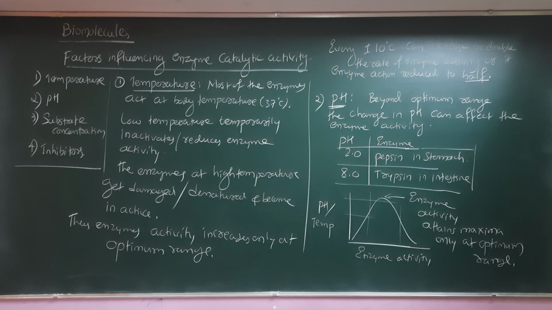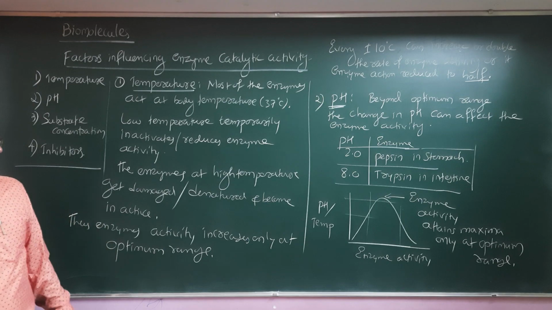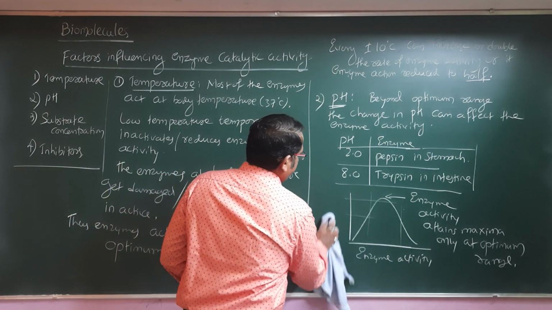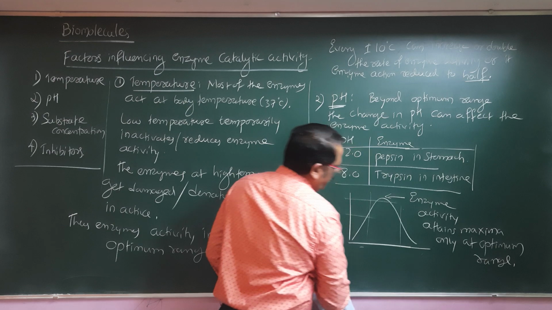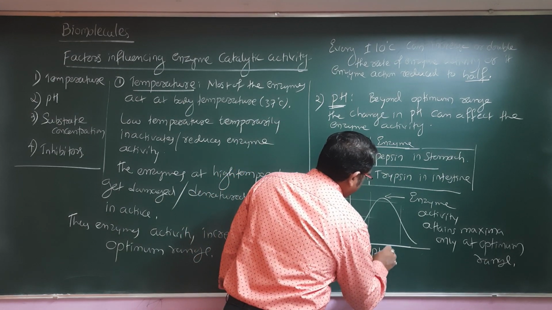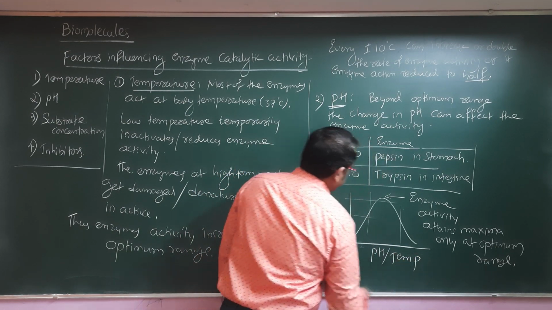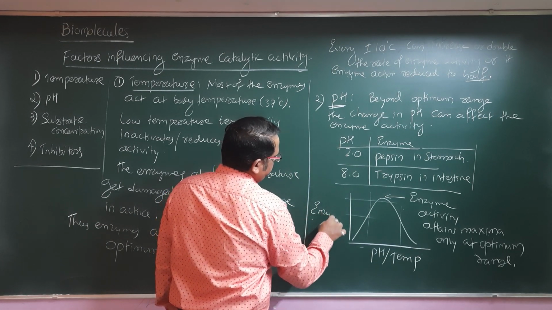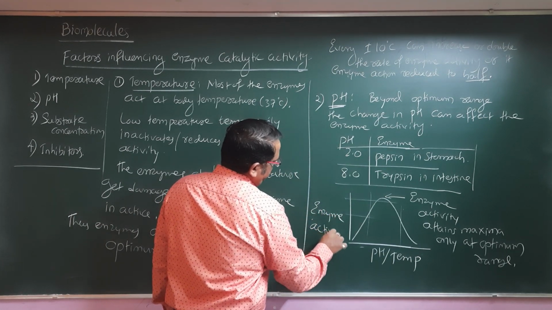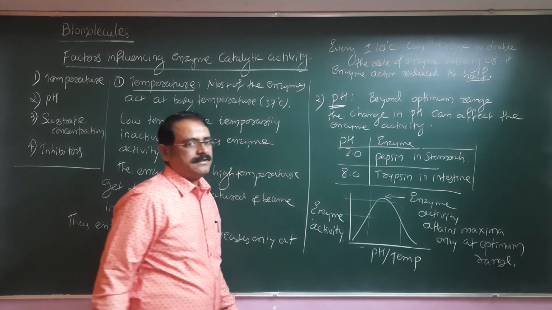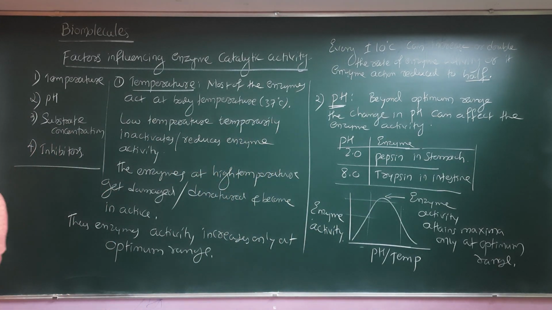So here, in fact, the y-axis should be the enzyme activity, and the x-axis should be pH or temperature. Well, this is what we talk about, mainly the enzyme activity at a given particular range of temperature or at a particular pH.